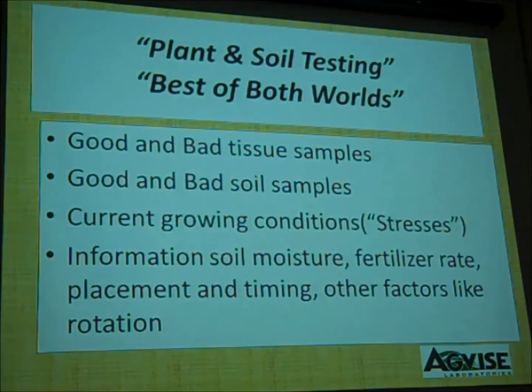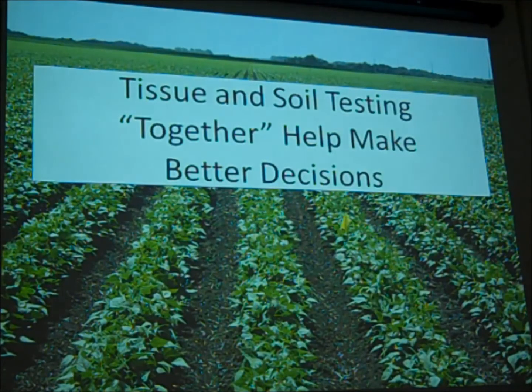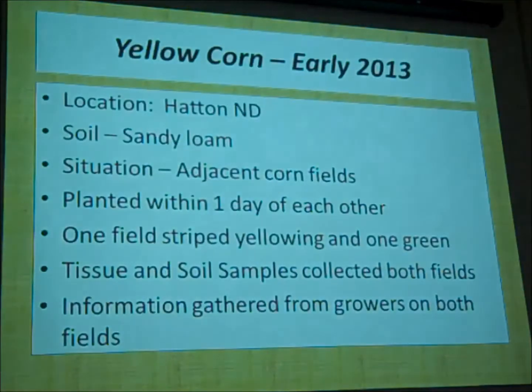When we do tissue samples for growers, we always encourage them to give us a tissue and a soil sample so that you can make the best decisions, and also to know as much as you can about the field situation. What's happening out there? Is it dry? Is it wet? What fertilizer was applied? When was it applied? Timing, rotation, what was the previous crop? All that information is helpful in figuring out, along with the tissue and soil samples, what's going on. So we want them done together so that you just make better decisions.